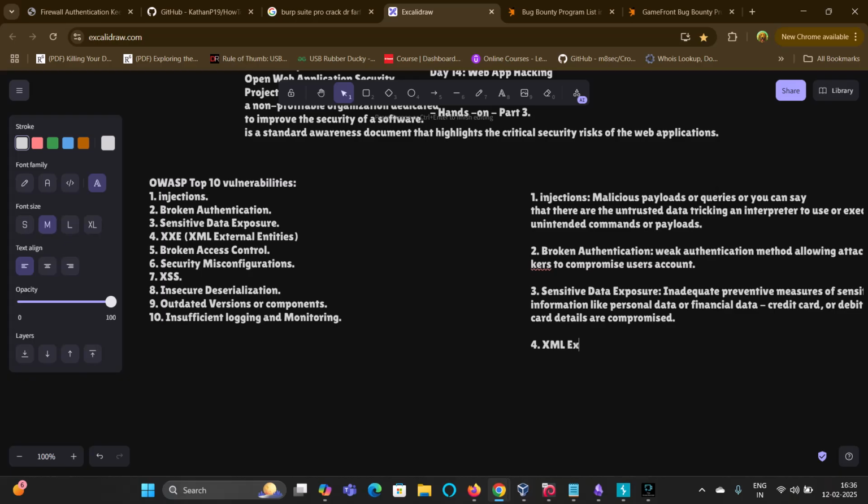XML external entities, and that is also known as XXE. And what is XXE, guys? XXE is a kind of vulnerability that comes from poorly configured parsers. Now what are parsers? Let's take an example.